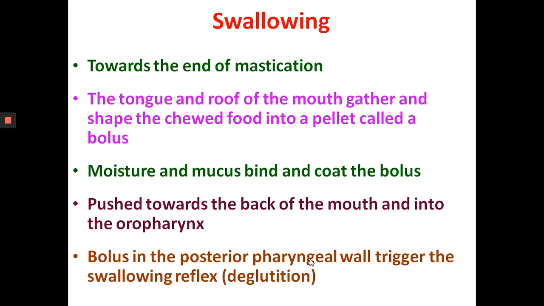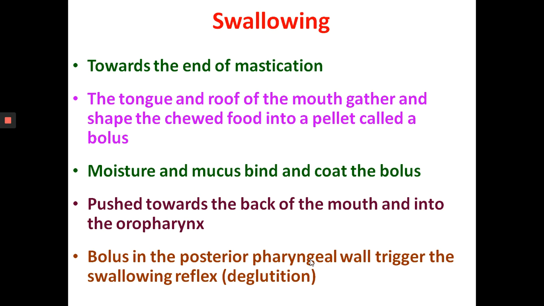Swallowing: once the food is made into small pieces by chewing, you need to swallow to take the food into the stomach. This happens towards the end of mastication. The tongue and roof of the mouth gather and shape the chewed food into a pellet called the bolus. So the soft and hard palate, along with the tongue, help to make the food into a small ball, and that ball is called bolus.